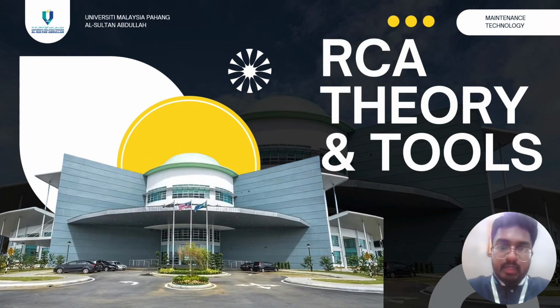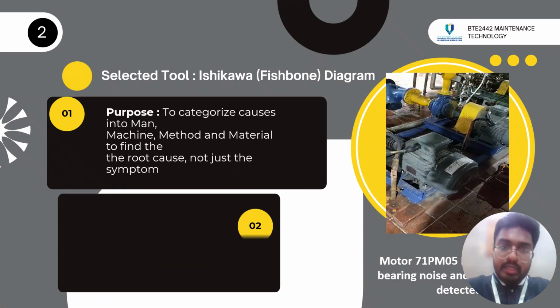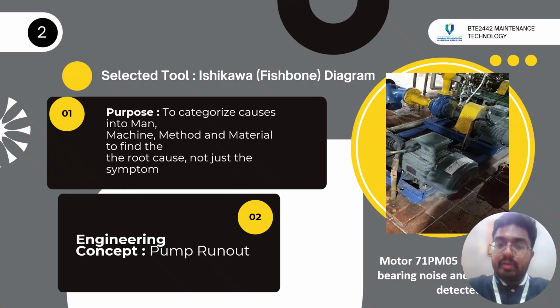Let us discuss the RCA theories and tools that I used for this assignment. I used the Ishikawa fishbone diagram, which I will explain later on. What is the Ishikawa fishbone and what is its purpose? It categorizes the causes into man, machine, method, materials, and environment, to find the root cause and not just the symptom. These categories help identify what the actual problem is for this particular motor.